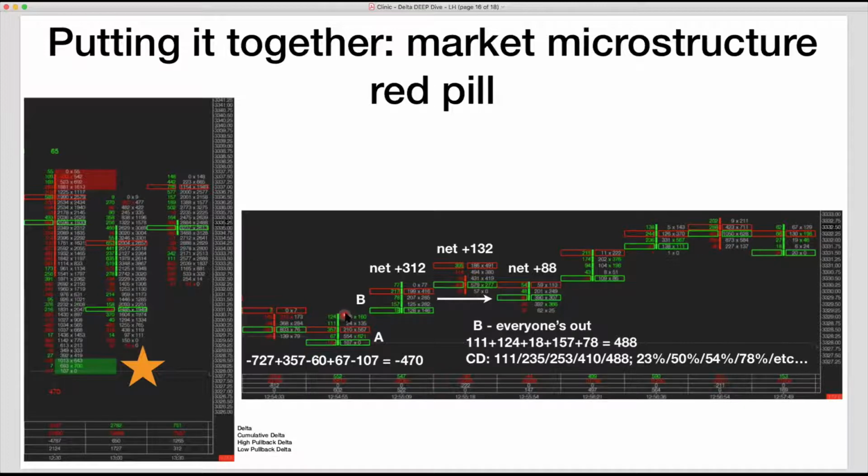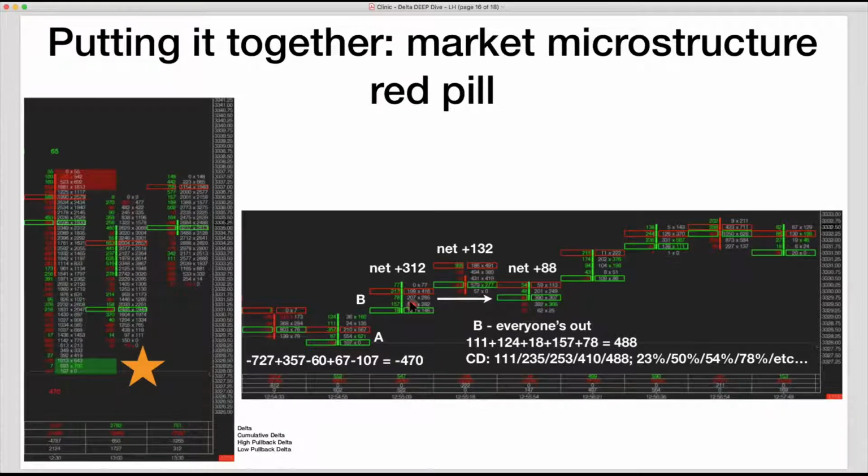Then we've got 124. We form a new candle, that's just arbitrary. We can see we've got 111 here, plus 124 here, plus 18 here, plus 157, plus 78. At this point, at the time we trade at this price level, 488 positive delta. All of these offside contracts have now been neutralized. We're net plus 18 relative to that. So this is the point where we could say if everybody had puked here, we've got here, allowing for back and forth.